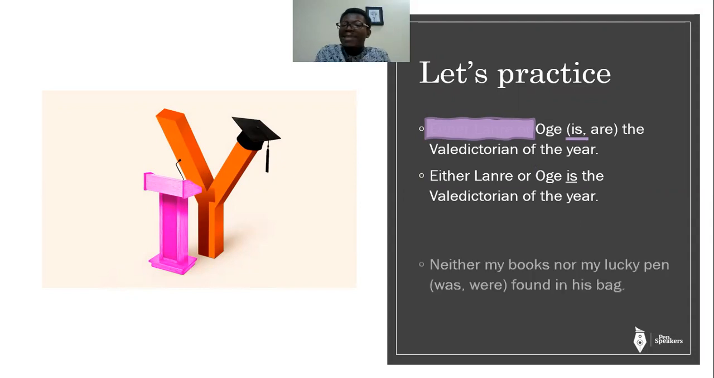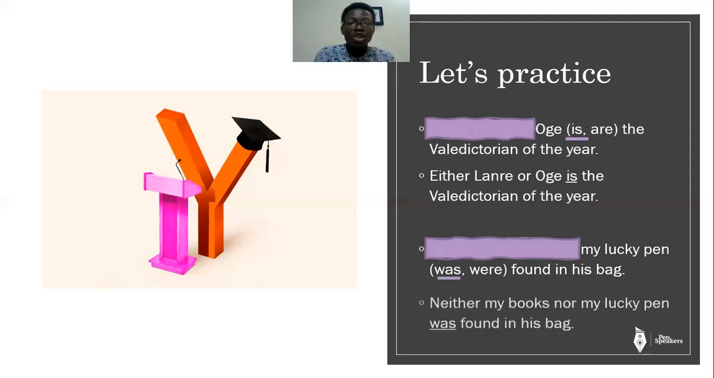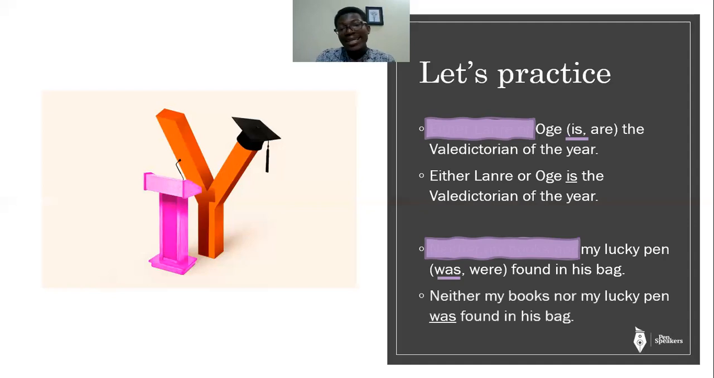Another example, neither my books nor my lucky pen dash found in his bag. Now, I know we have my books and we also have my lucky pen, but you're supposed to ignore everything from neither to nor. And so you cover it, and then what you have is what? My lucky pen was found in his bag. Your full sentence therefore becomes neither my books nor my lucky pen was found in his bag.